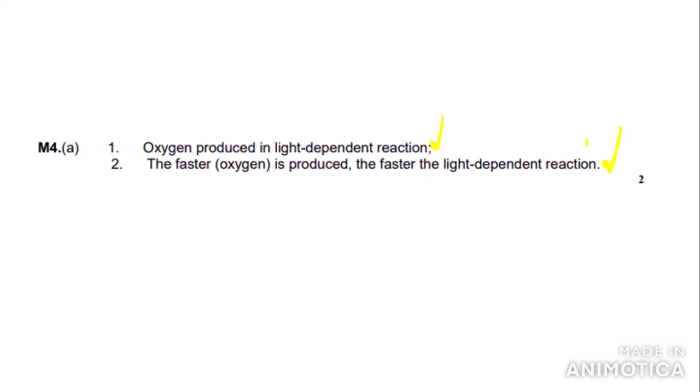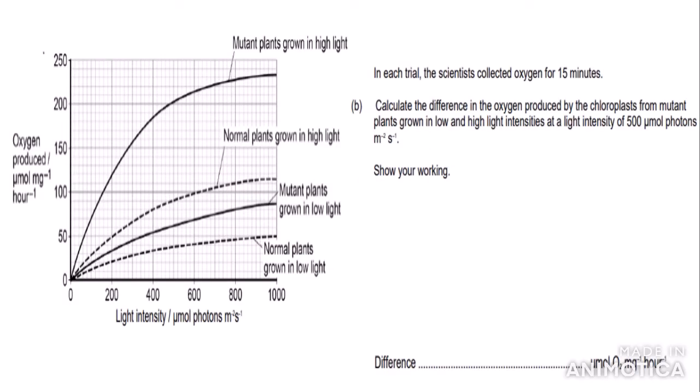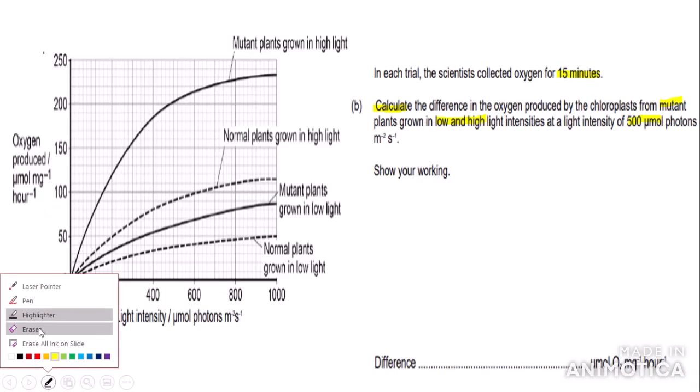So let's look at the next part. In each trial, the scientists collected oxygen for 15 minutes. Calculate the difference in the oxygen produced by the chloroplasts from mutant plants growing in low and high light intensities at a light intensity of 500 micromoles of photons per meter per second. Show your working. So this is a nice maths question, so I need to get my pen tool out here.